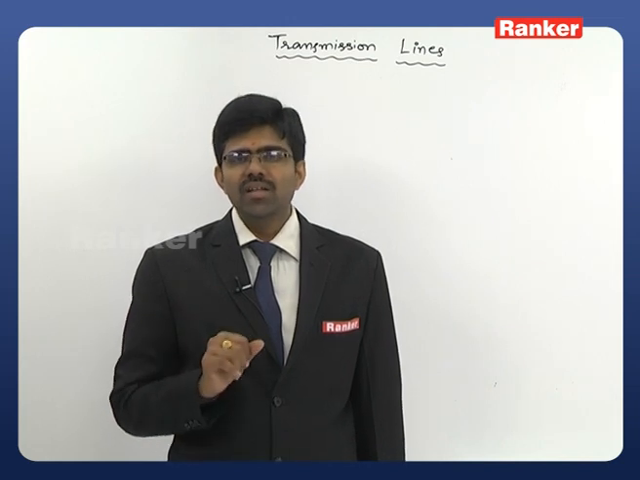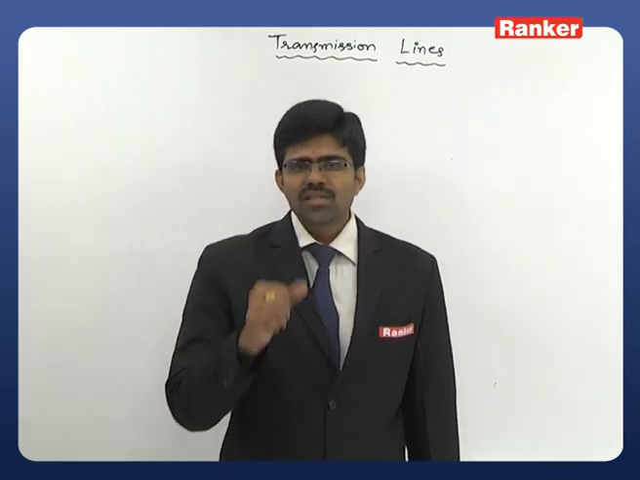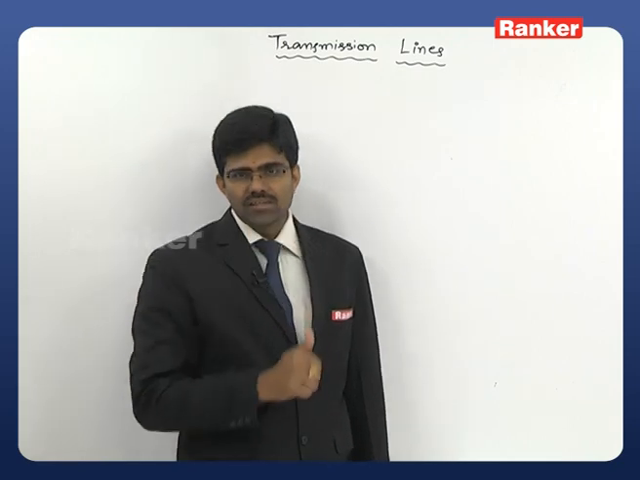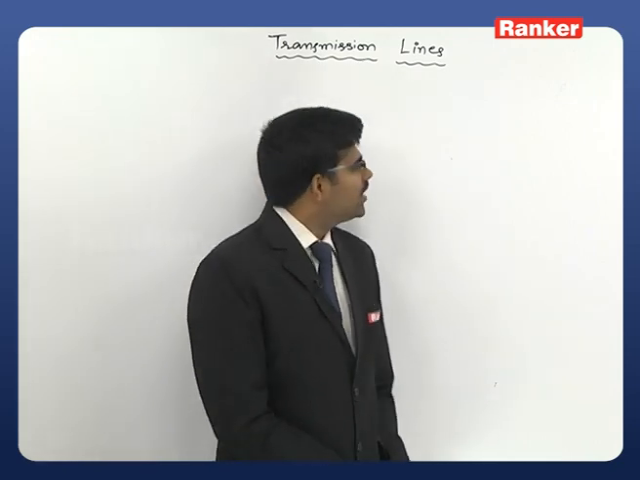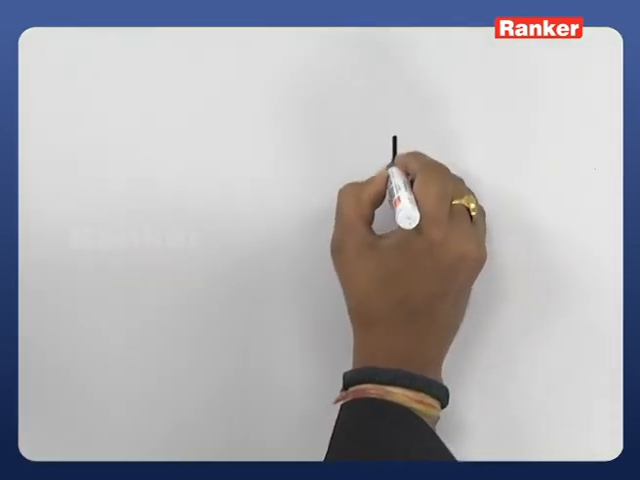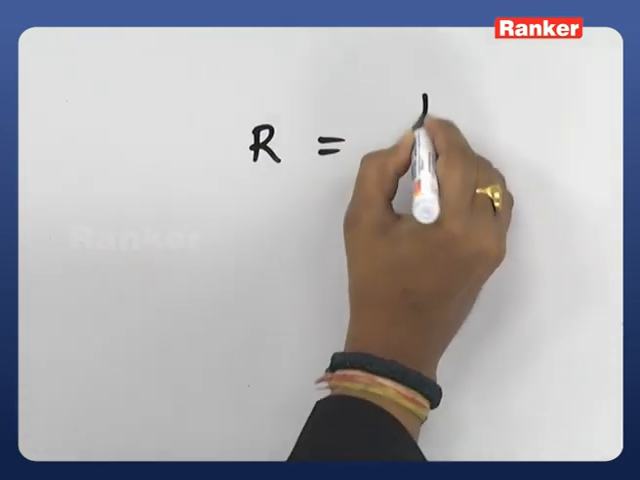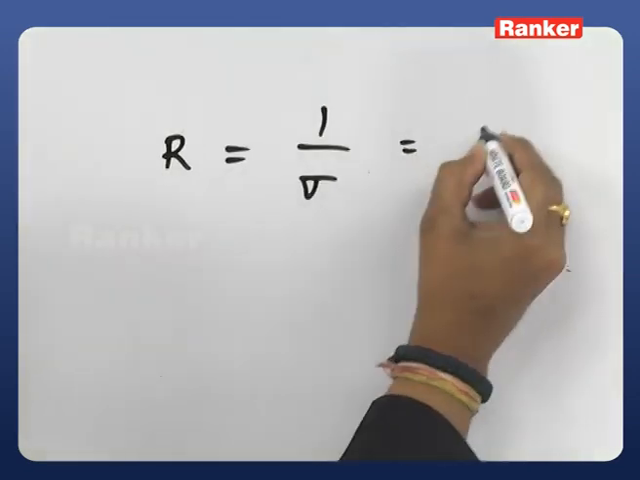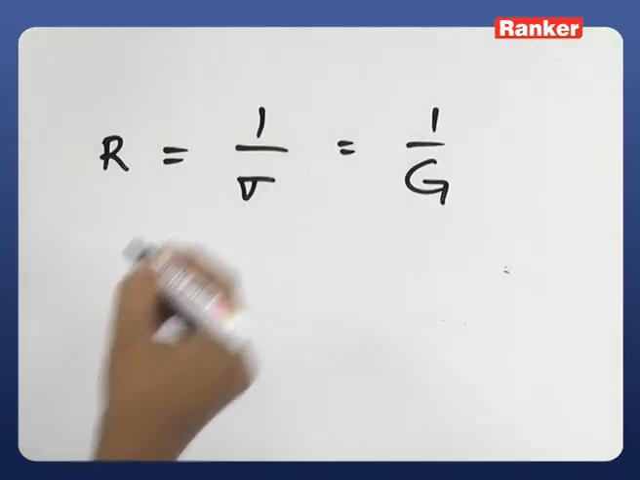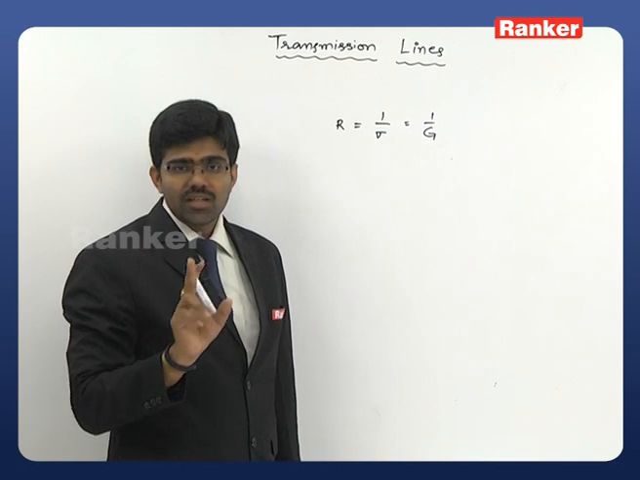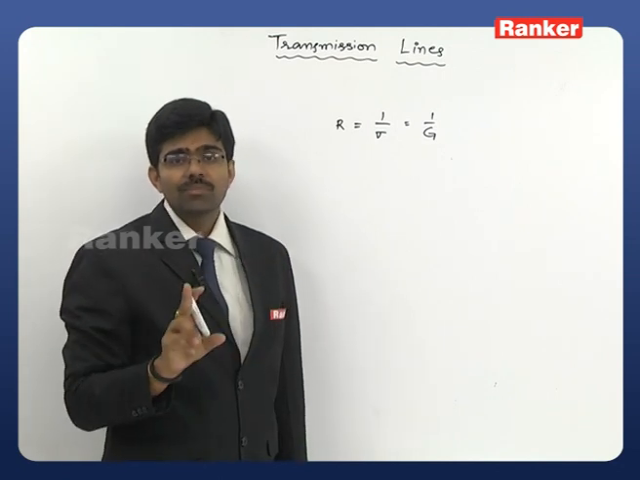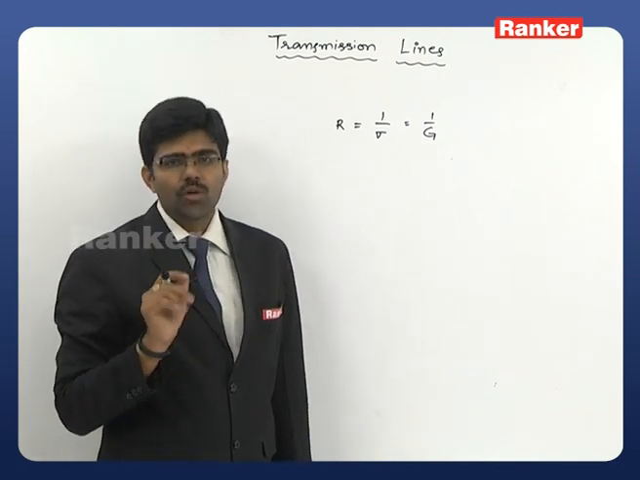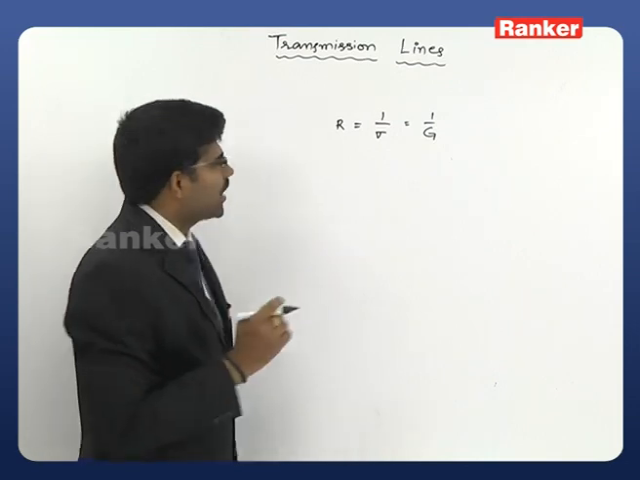And the second point: here we have two parameters, resistance and conductance. In the general case, we think the resistance is equal to the inverse of conductance, which we write as 1 by sigma or 1 by G. But this equation is not applicable for our transmission lines; clearly remember that point. Why is it not applicable for our transmission lines?